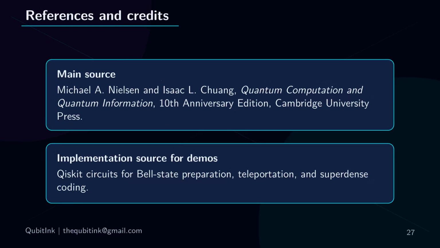The main source for this video is Quantum Computation and Quantum Information by Michael Nielsen and Isaac Chuang. The implementation examples use Qiskit circuits for Bell state preparation, teleportation, and superdense coding. The purpose of QubitInk is to build these ideas slowly and correctly. The mathematics matters, but the story also matters. Quantum computing becomes easier to understand when we see the physical resources behind the equations.